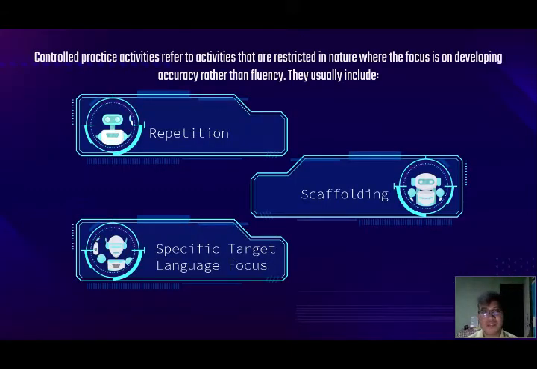Controlled practice activities refer to activities that are restricted in nature, where the focus is on developing accuracy rather than fluency. These include repetition, wherein students are exposed to repeating the skills or activities, like a drill, in order to practice and inculcate in their minds and understanding the different techniques. Another one is scaffolding.